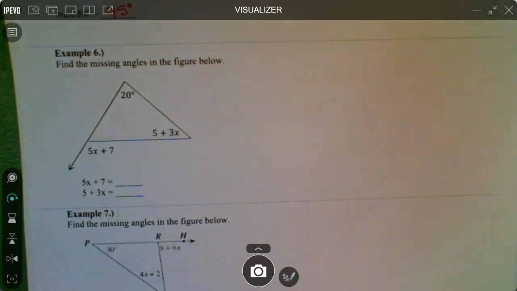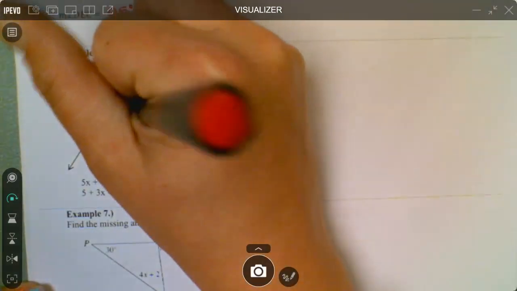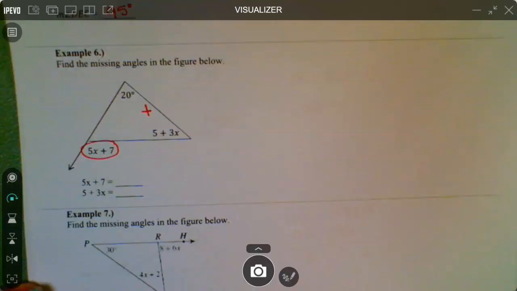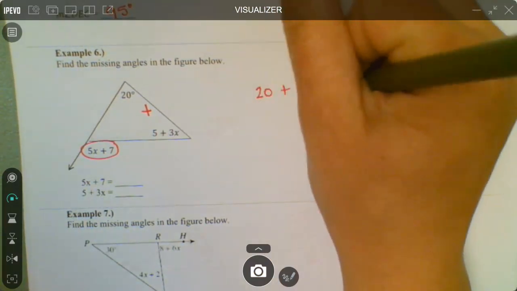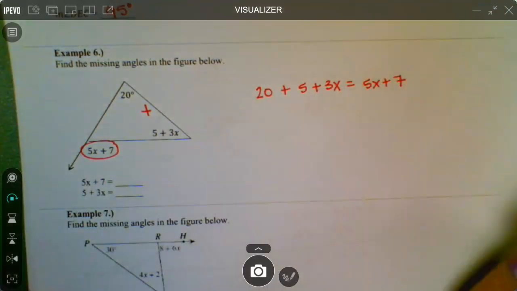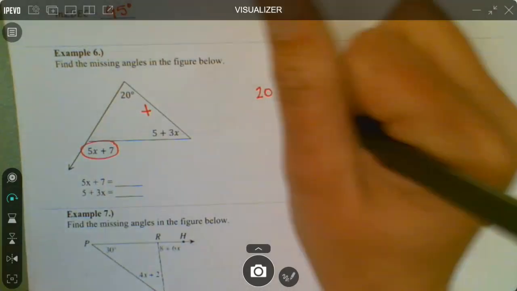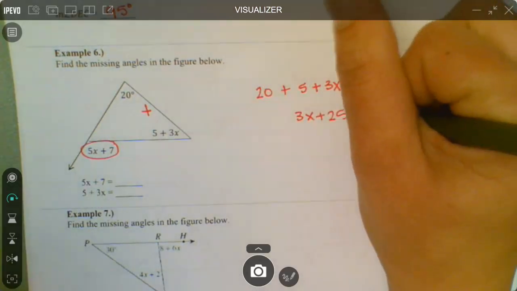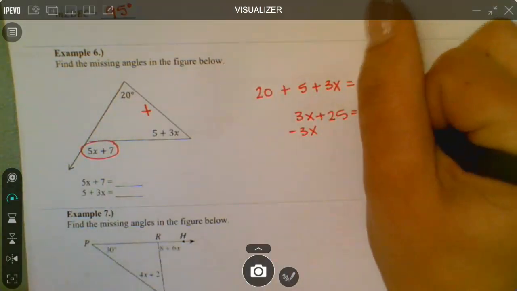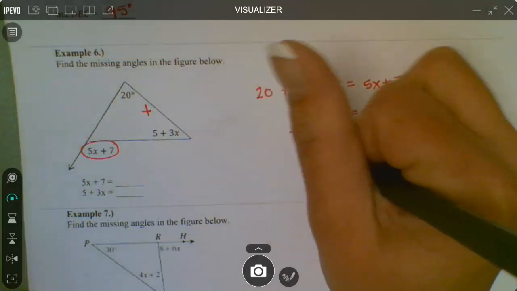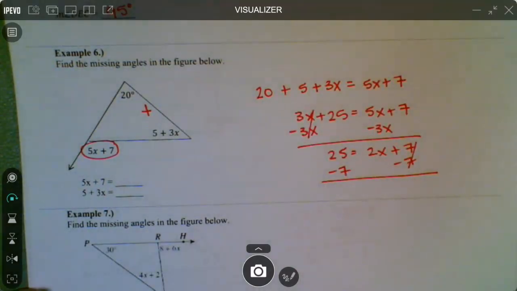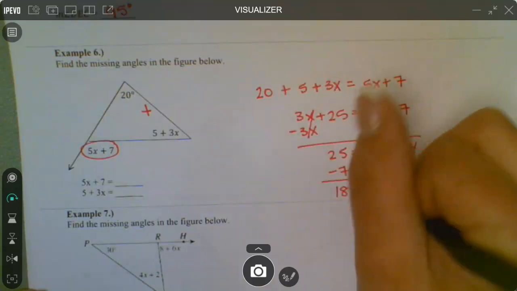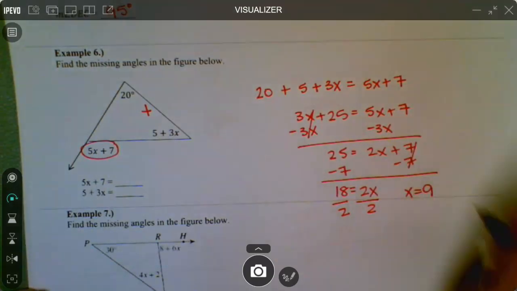Okay, the next two have a couple more x's in them, but you're still going to do them the same way. I know that when I add those two together, it has to equal my exterior angle. So let's go ahead and set up our equation. So 20 plus 5 plus 3x is going to equal 5x plus 7. I'm going to combine some like terms on the left side. So I have 3x plus 25 is going to equal 5x plus 7. I am now going to solve this two-step equation. 25 minus 7 is going to give you 18 is equal to 2x. Divide by 2. So x is going to equal 9.